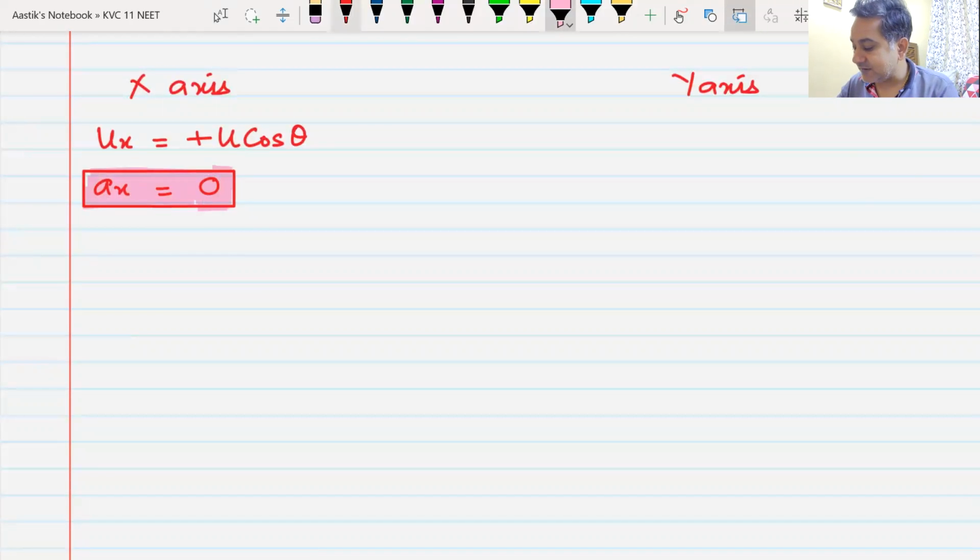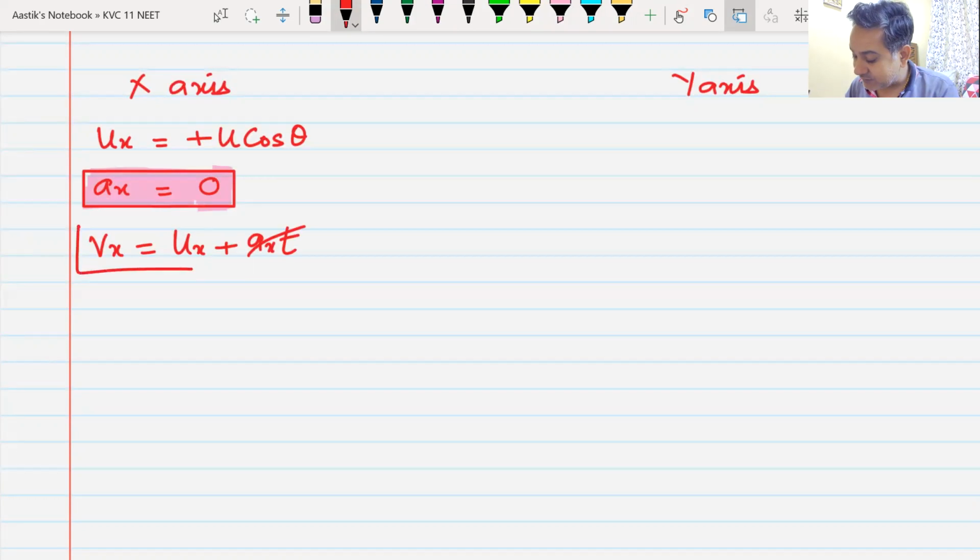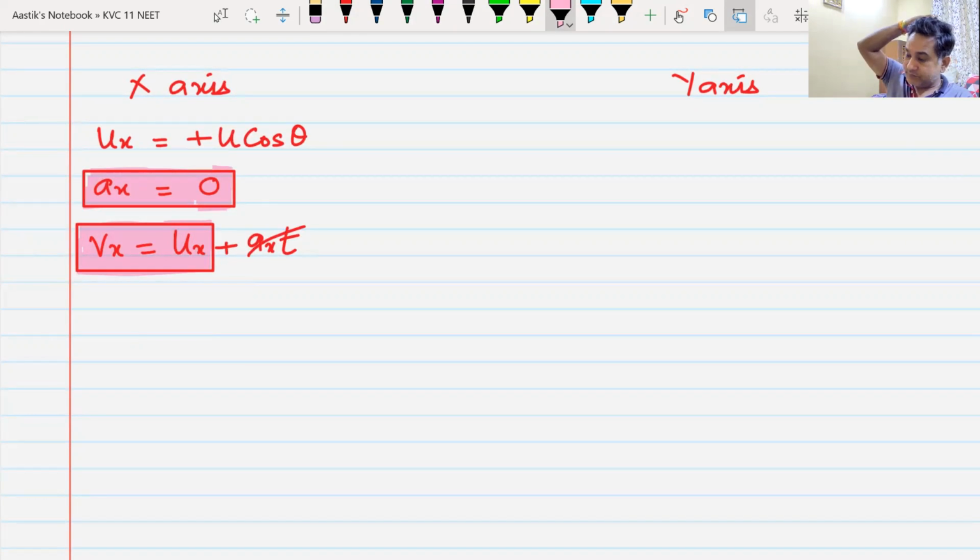Acceleration along x-axis is 0. Now if I write the equation Vx is equal to Ux plus Ax into T, Ax is 0. So you will get this very good equation that Vx, the final velocity along x, will always be same as the initial velocity along x. Do we understand this? That means velocity along x never changes. It always remains same. This is point number 1.